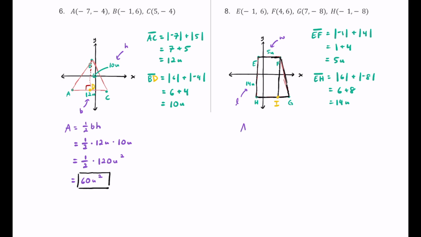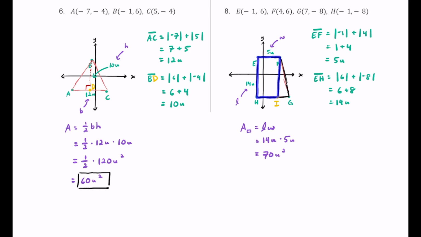So for the rectangle, I'll say area of a rectangle would be length times width. And so the length here would be 14 units, and then the width would be 5 units. So 14 times 5 would be 70. So we have 70 square units. That would just be for the rectangle. So we just figured out the area of this rectangle here to the left.